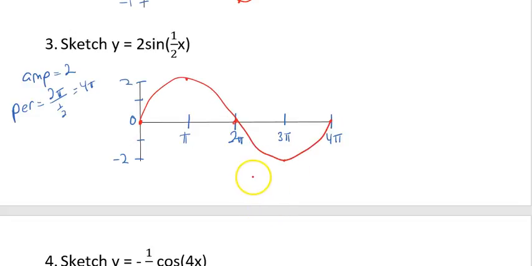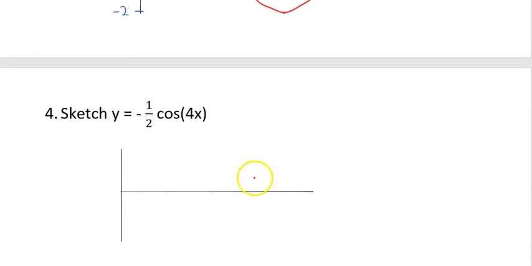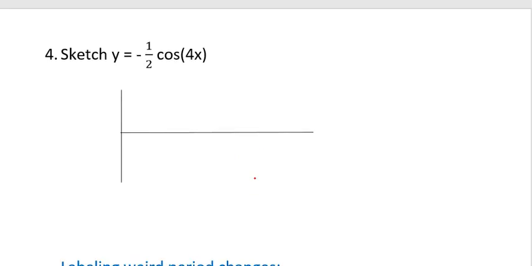Okay, let's do another one with some changes. So for our fourth example, I have a -1/2. That means that our amplitude is 1/2, because remember the negative tells us something different. Amplitude is the absolute value of this number. The negative tells us that there is a vertical flip, and then I have cosine of 4x.